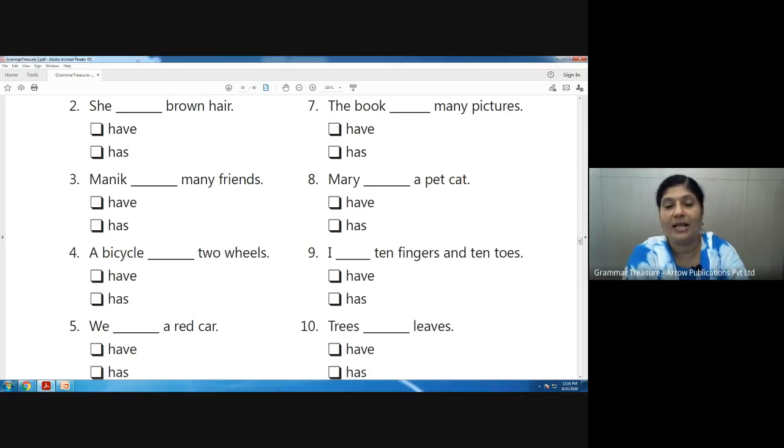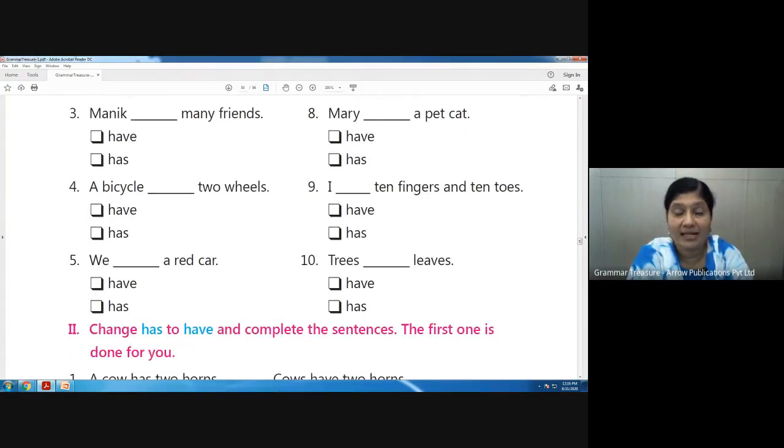Now, the eighth one, Mary dash a pet cat. Now, Mary is the name of one girl. It's singular. So, Mary has a pet cat. For singular, we use has. Now, the ninth one, I dash 10 fingers and 10 toes. Now, look at I.